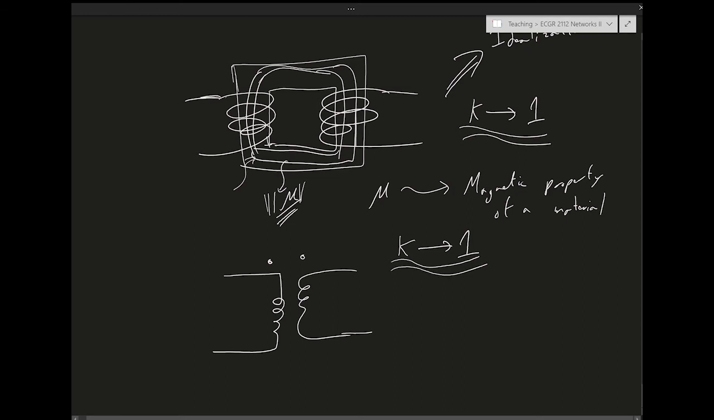So that's the first basic major property of an ideal transformer. If you take two mutually coupled coils and keep improving the coupling to where K approaches unity, you're on the path to creating an ideal transformer. There is another thing though.